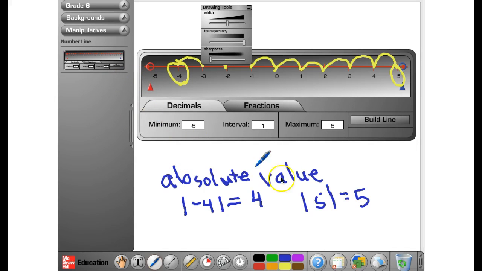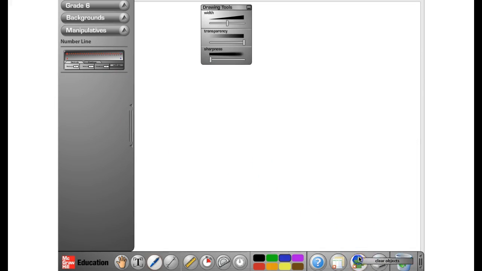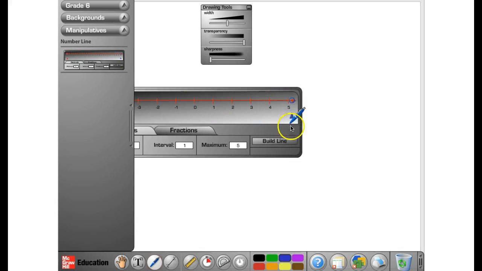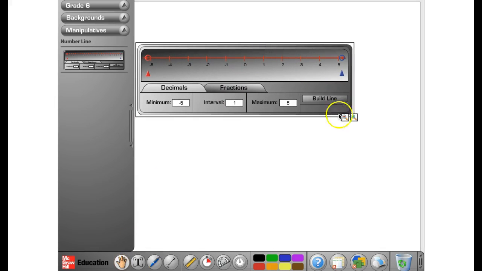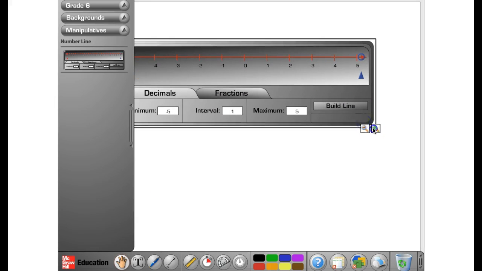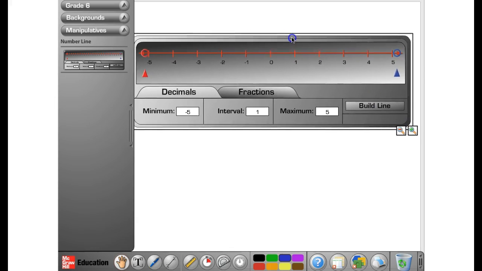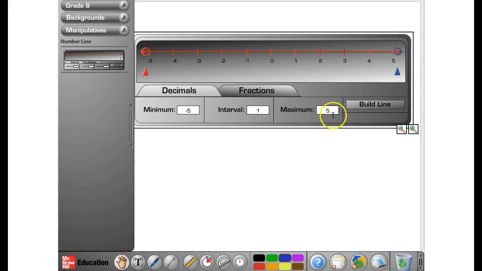Now let's discuss what it means when we say opposite numbers, opposite integers. Let's go ahead and talk about that. So let me pull my number line. I'm going to use the hand tool to do that. So I'll pull my number line here, and I can make it bigger. And if I want to, I can really build this number line and make it a lot bigger.